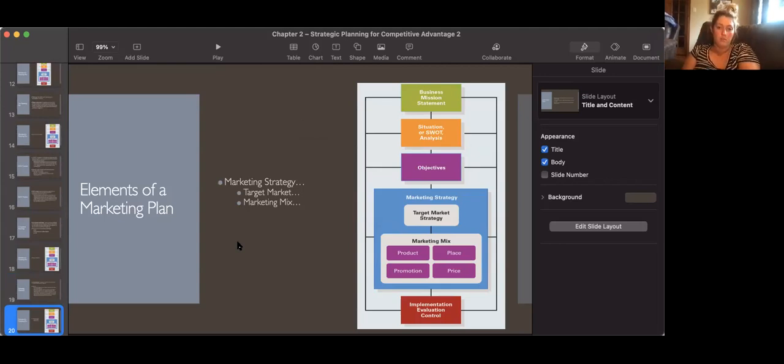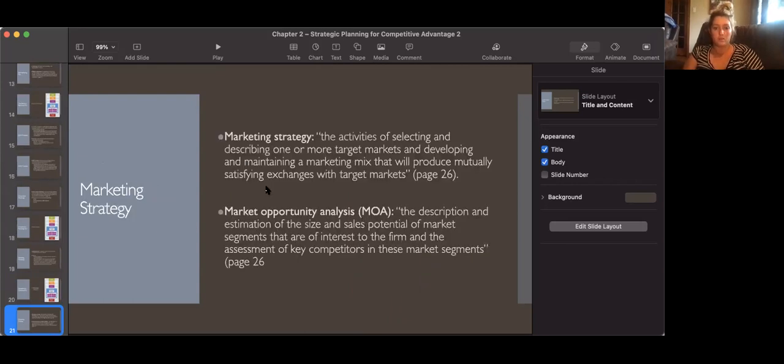I'm going to move on now to the target market and the marketing mix. I talked a lot about that right here. So these are the 4 P's. So when we talk about a marketing strategy, these are all the things that come together to help us develop and maintain a marketing mix that will help mutually satisfying exchanges. What the heck does that mean?